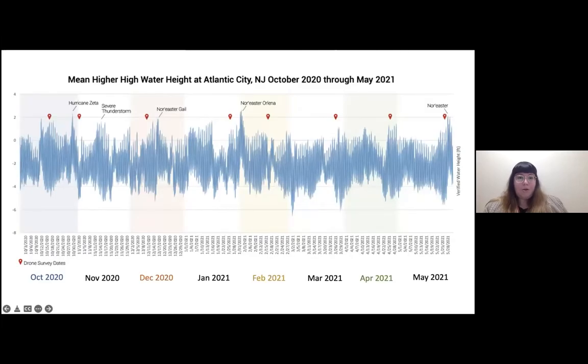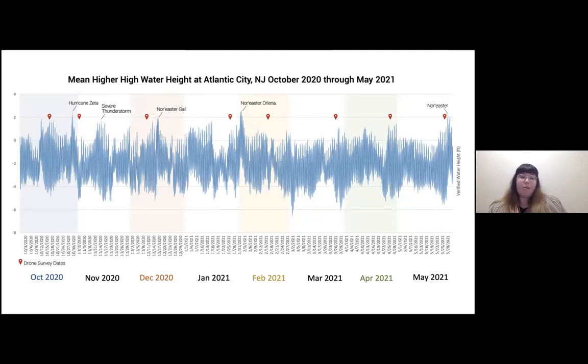Okay, and so we have all this great data of how the beach has changed in terms of volume, but we also want to connect that to factors in the environment. So one of the first ones that seemed pretty obvious to do, especially with the availability of data, is looking at water levels from a nearby tide gauge in Atlantic City.